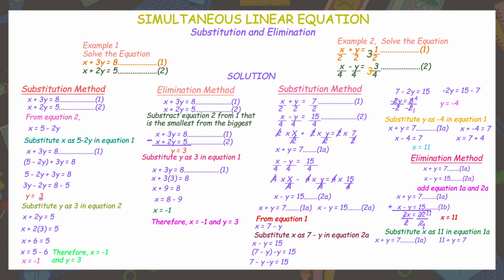So that means that y is equal to 7. Here is positive, it becomes negative, minus 11. Our y is equal to 7 minus 11. It will give us minus 4. So our y is equal to minus 4 and our x is equal to 11.